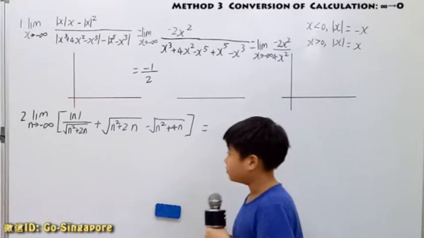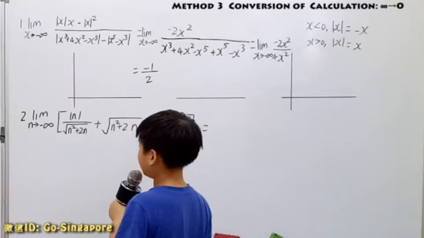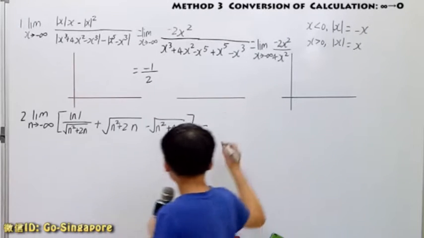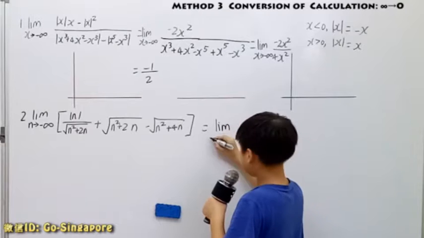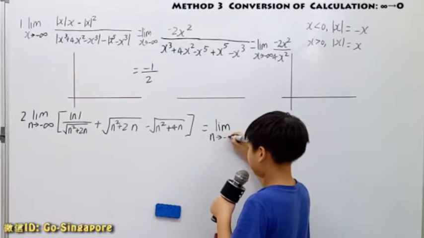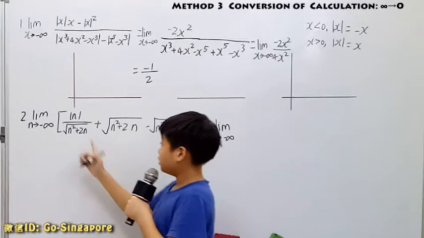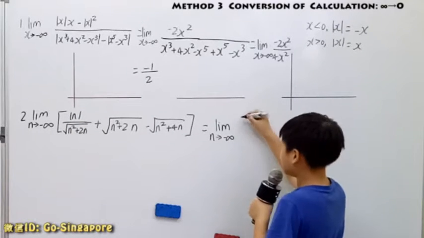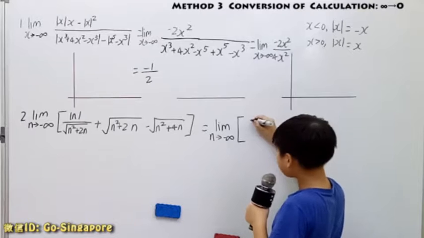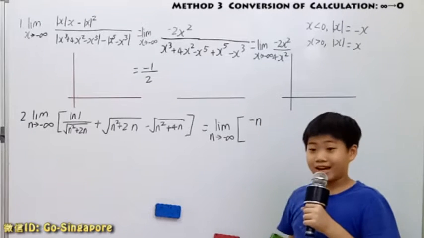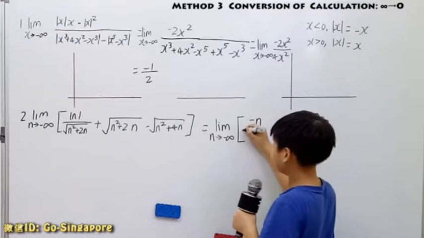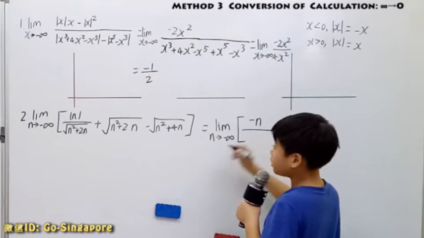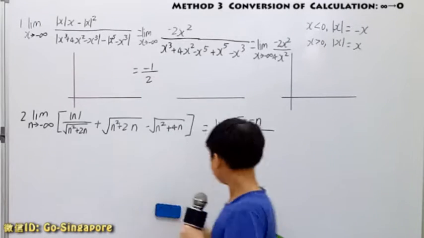For this, it looks quite complicated. But actually for this, here's still the limit as n approaches negative infinity. Remember, inside here is a negative. You need to make it a positive. So this is actually a negative n, then you're over this square root.